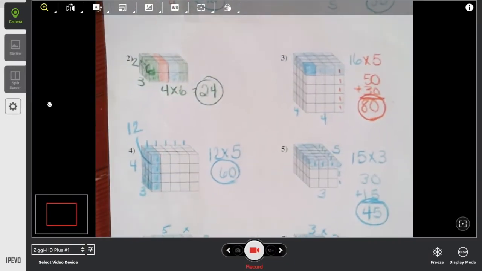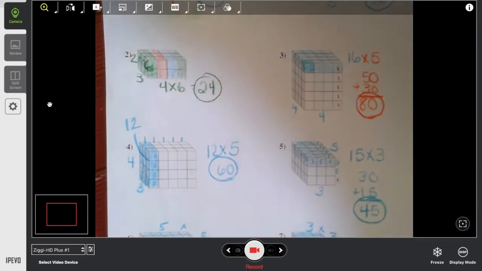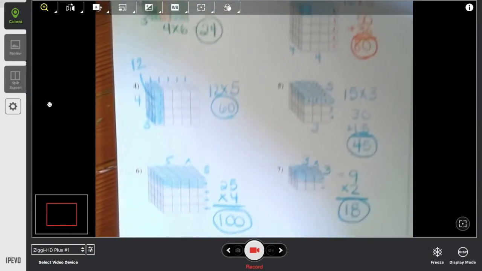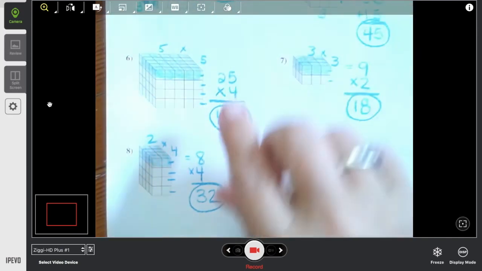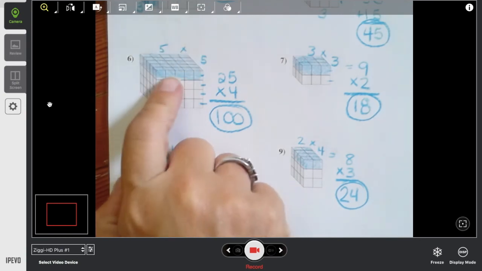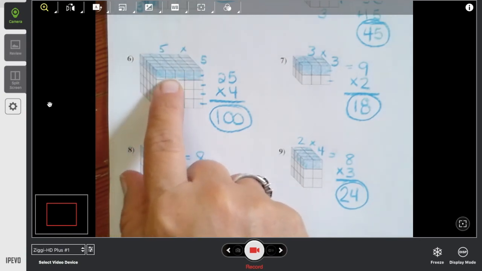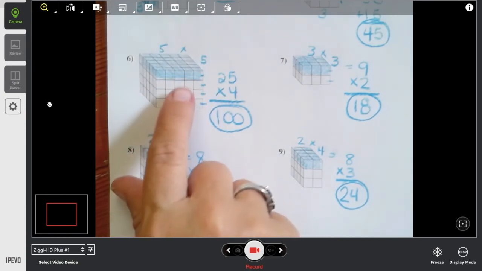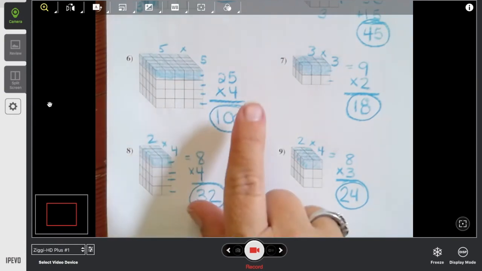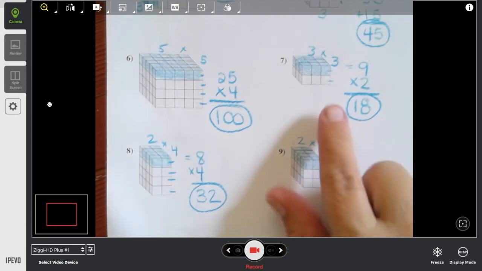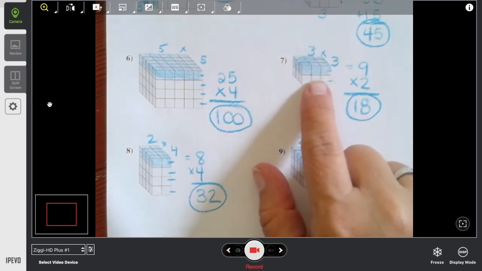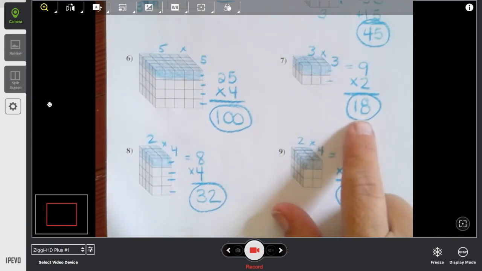Okay, so here we go. Let's see how we did on number 6, 7, 8, and 9. Here are my next 4. You can see for number 6, I found the top layer to be a 5 by 5, so that was 25 cubic units, and there were 4 layers, so 25 times 4 is 100. 100 cubic units. Number 7, the top layer was a 3 by 3, so I doubled that. 9 times 2 is 18.